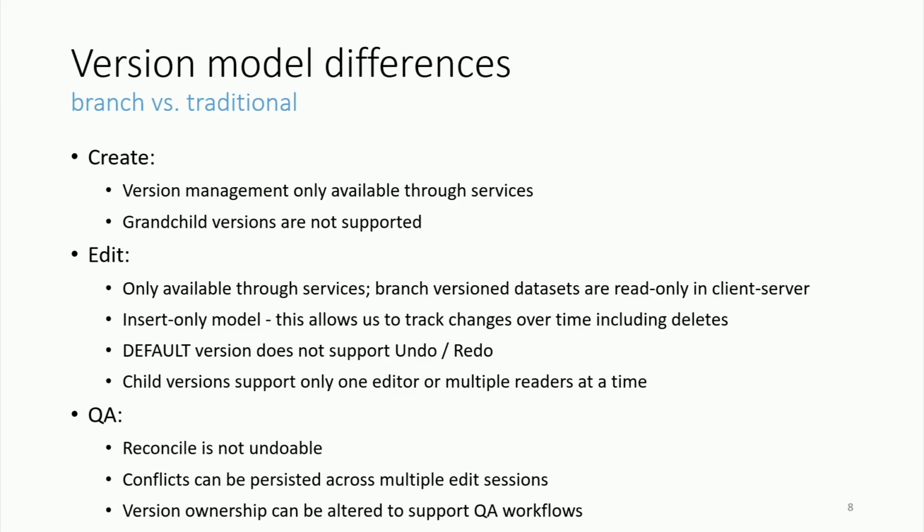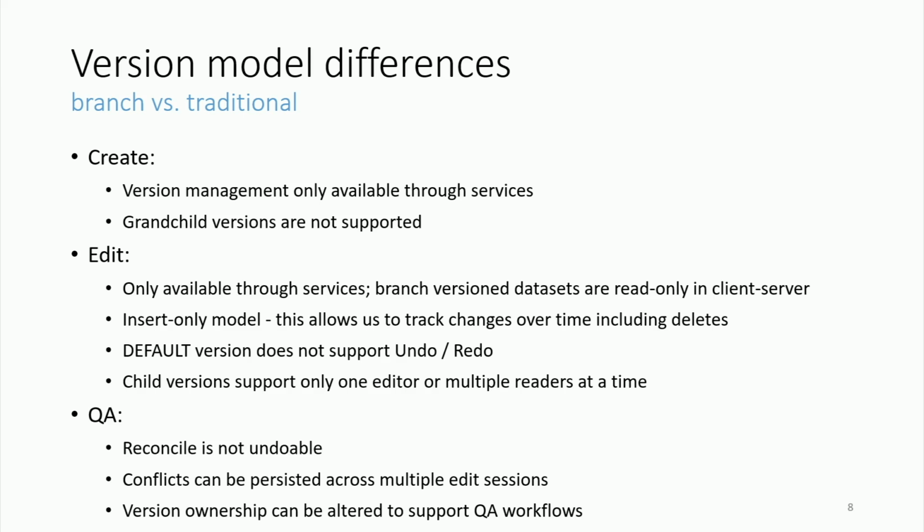What are some of the differences? When you create a version, in branch versioning, it's only through services. We don't support grandchild versions in branch versioning, okay? Editing is, again, through services. If you do connect in client server, which of course you can, it'll be read-only, okay? It's an insert model that allows us to have the temporal support, the ability to track changes over time by default. The default version itself does not support undo, redo. There's no built-in capability for that.